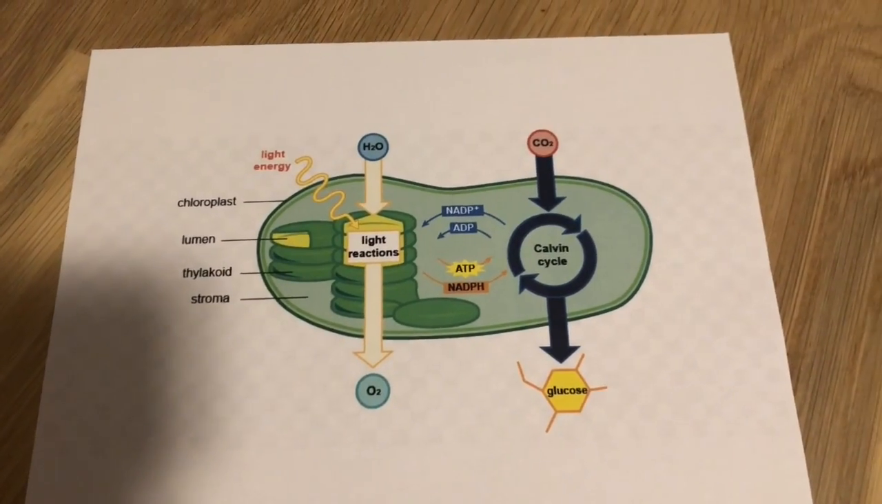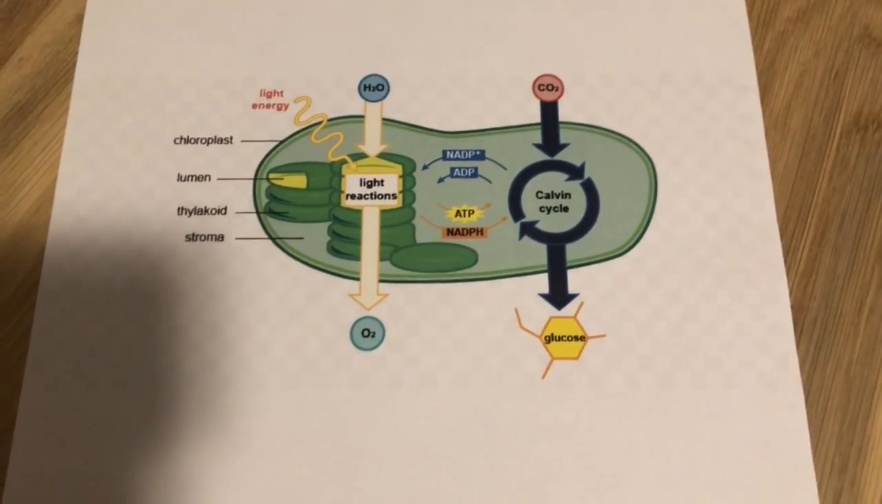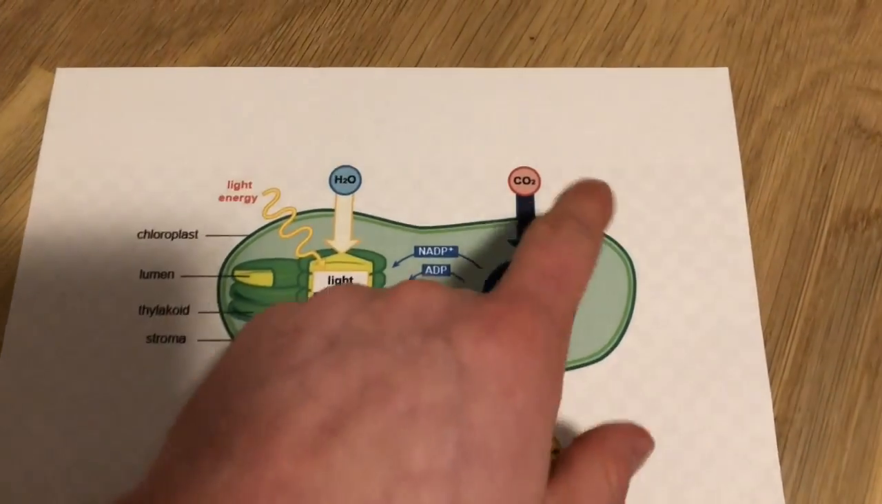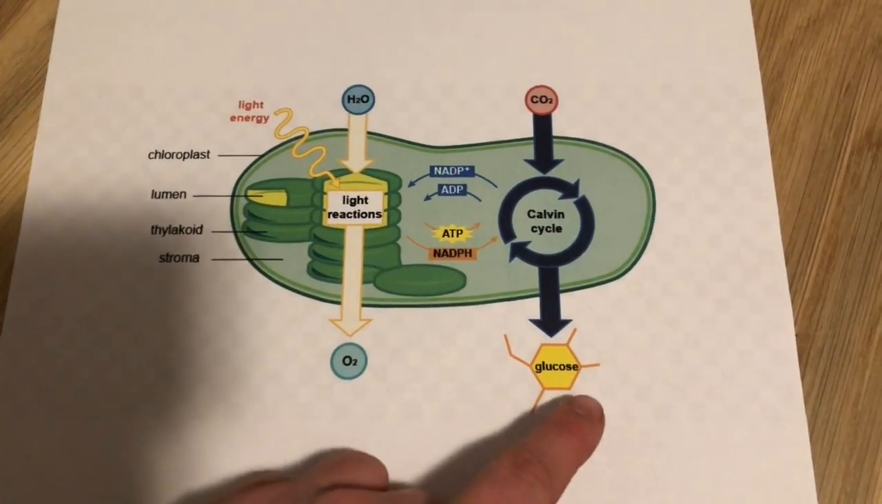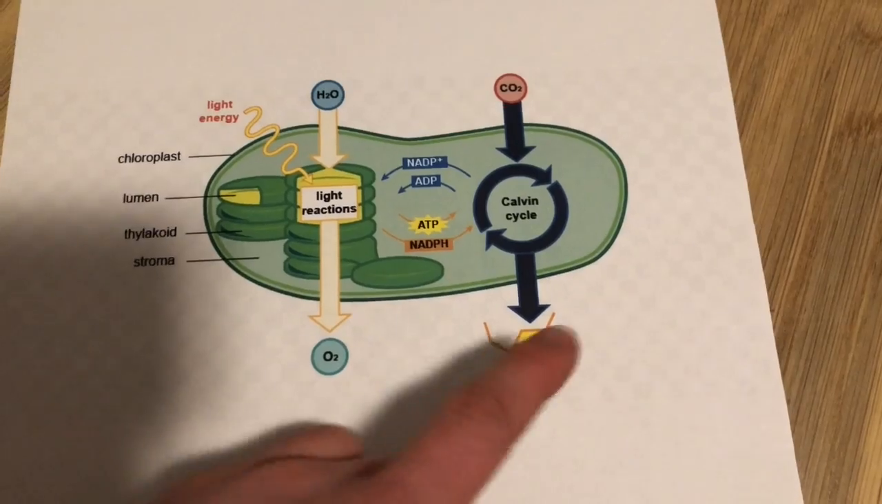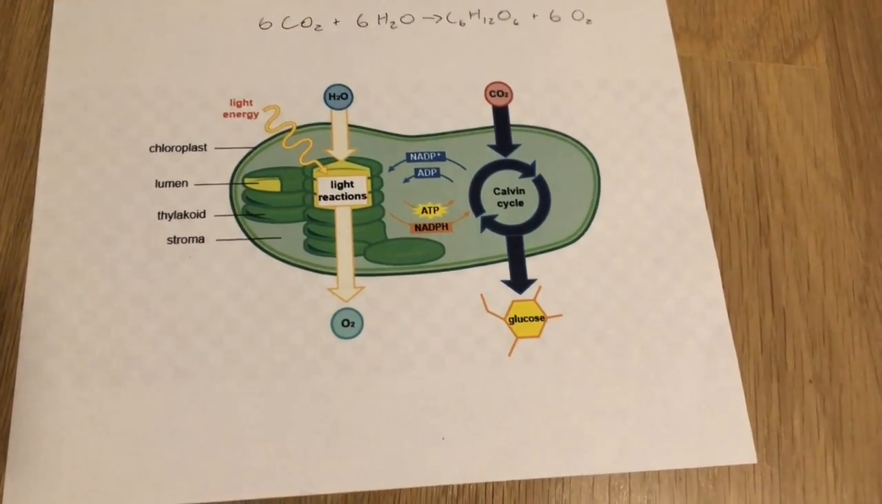The next part of the photosynthesis process is the Calvin cycle. In the Calvin cycle, the reactant is CO2, and the product is sugar, better known as glucose. The Calvin cycle takes place in the stroma of the chloroplast.